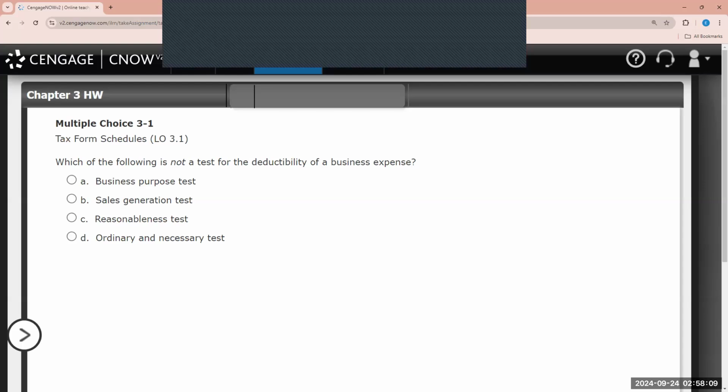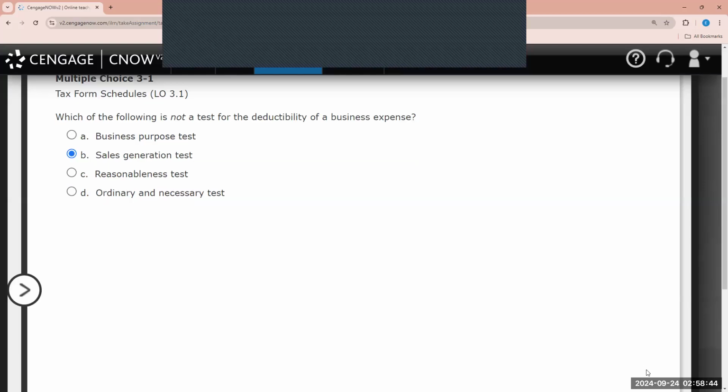In addition, there's the business purpose test. Expenses have to be for legitimate business purposes to be considered deductible. Sometimes there's a gray area. An individual may pay for something that benefits them both personally, as well as relates to their business. If so, you can only deduct the business portion. And lastly, the reasonableness test. Tax law requires that deductions be reasonable to be deducted. So this is asking which of the following is not a test. Sales generation is not a test.